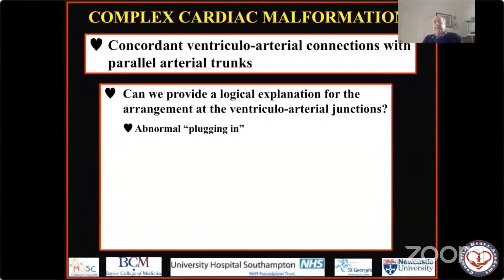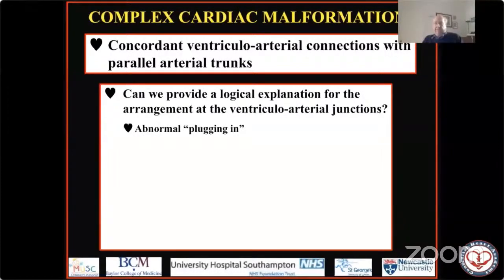with parallel arterial trunks. Now, throughout the sessions during this season, I've been trying to provide for you logical explanations for the morphogenesis. So can we account for this strange arrangement? For quite some time, it was considered an embryological impossibility. But it can't be an impossibility because now you've seen several examples. So there has to be some way of explaining what's going on. And I believe we can now explain that on the basis of what I'm going to call abnormal plugging in.